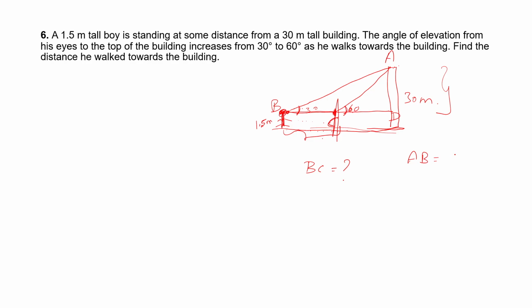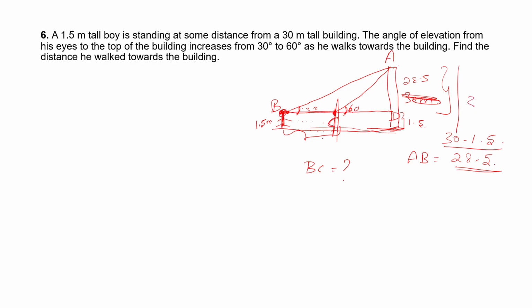AD height is 28.5, because 30 minus 1.5, since we have to remove this. The building is measured from this base, and he is standing here, so the angle of elevation is from this side, and this 1.5 we have to subtract. So the building height now is 28.5. AD is 28.5 and not 30.